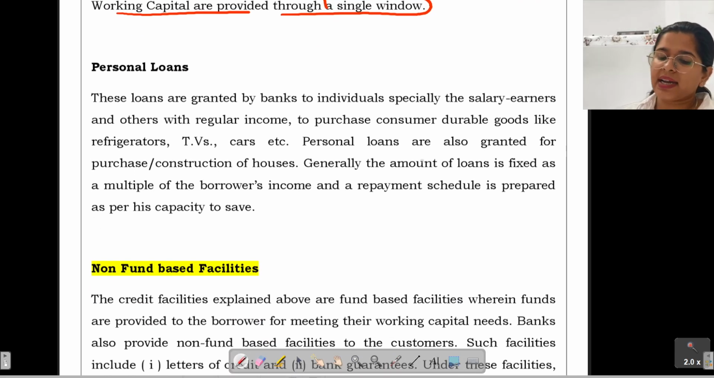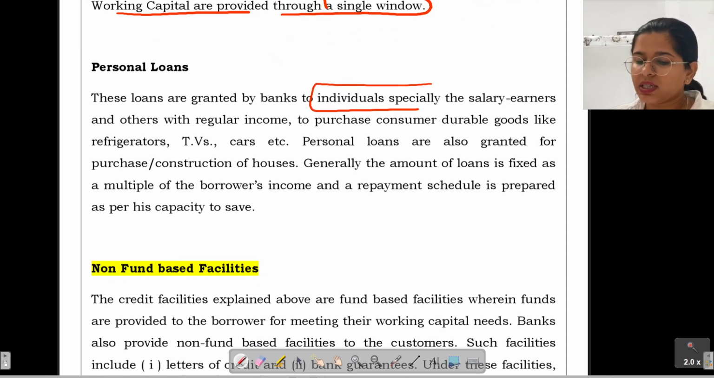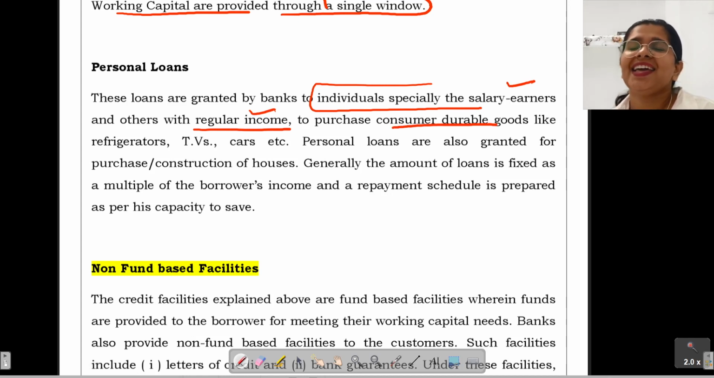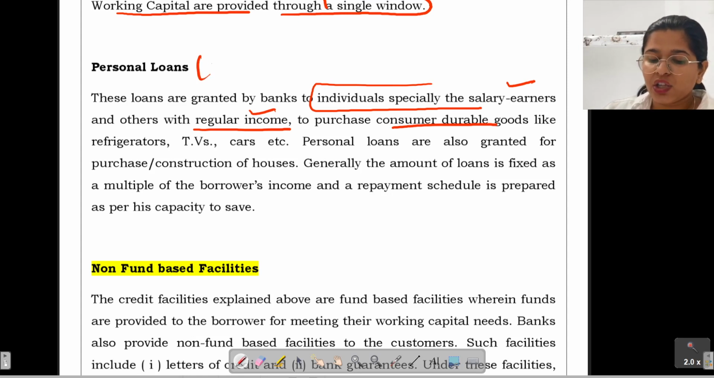These loans are granted by the banks to individuals, especially the salary earners and the others with regular income, to purchase the consumer durable goods like the refrigerator, TV, cars, etc. See, personal loans do not have a purpose attached to it. So that is why you will also see a higher interest rate in these cases.